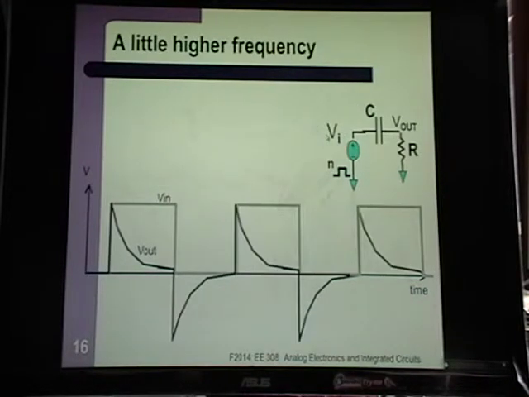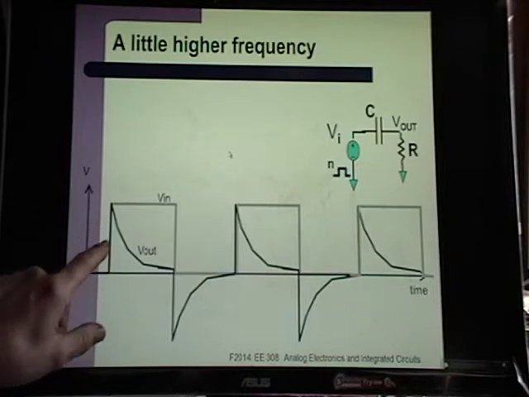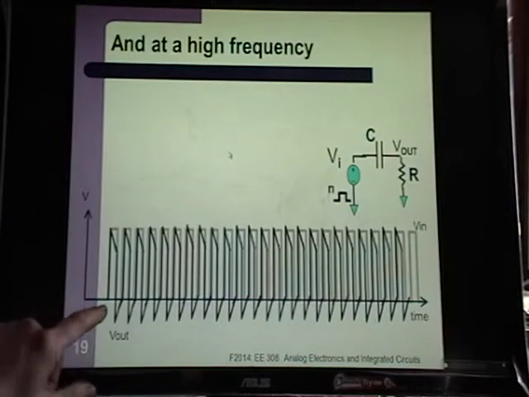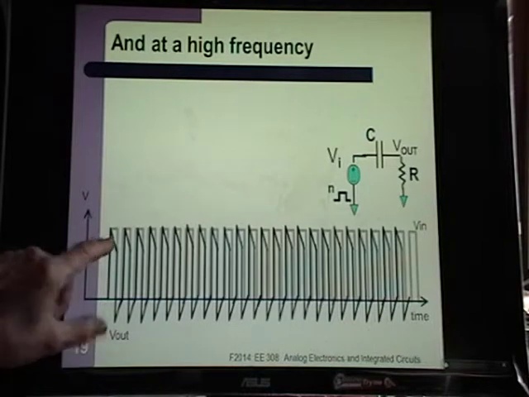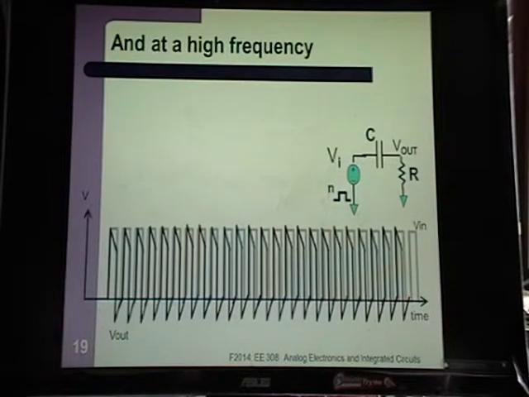But let's see what happens if you don't give this node time to discharge through the resistor. Okay, remember, a low-pass filter is where you're not giving the capacitor time to charge and discharge. With a high-pass filter, the faster you go, the more the output looks like your input. And what you're actually doing here is you're not giving this node time to discharge through the resistor. So a high-pass filter is basically you change the voltage at this node, but then you don't give it time to discharge.